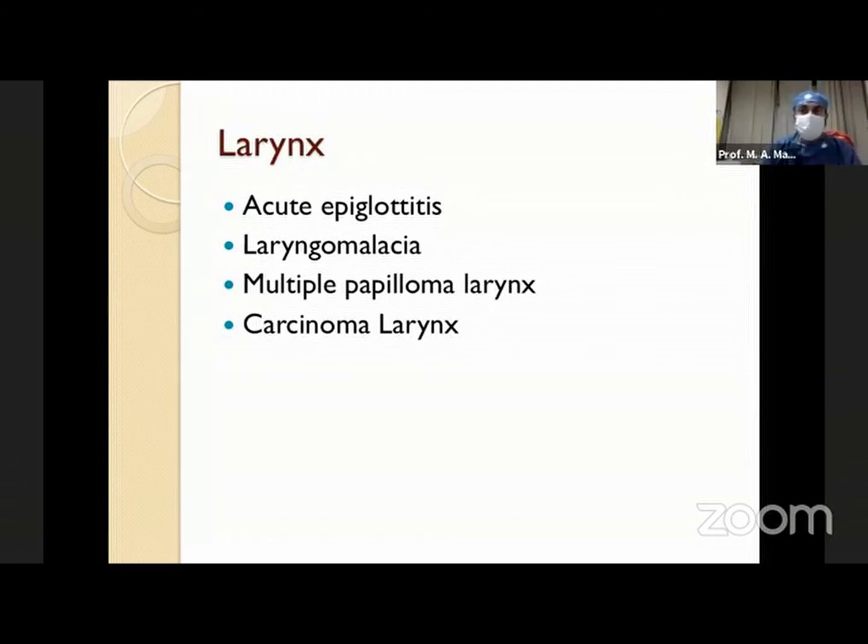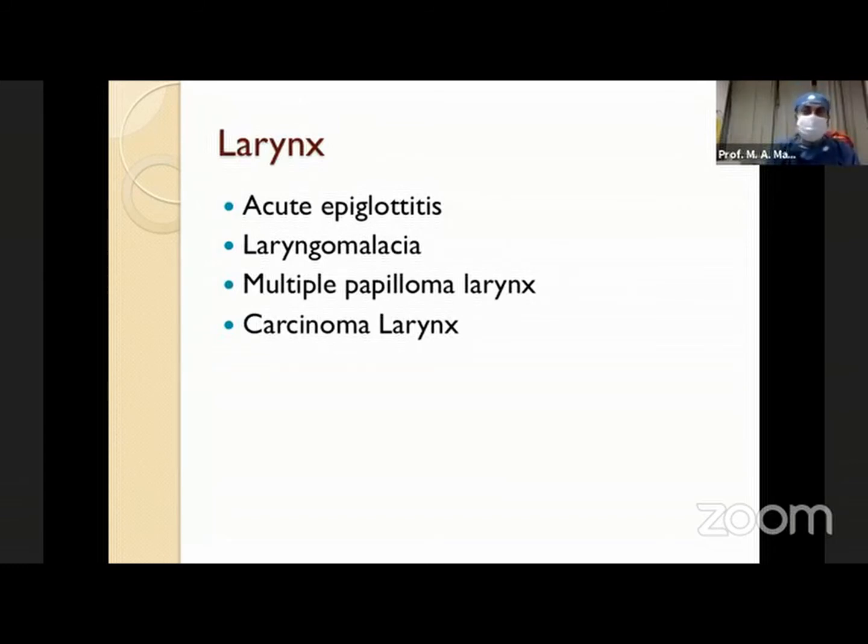Now tell me, what is the T staging of this tumor? So this is a classical T1A glottic cancer. This is classical T1A because it involves one vocal cord. Now, what is the treatment?